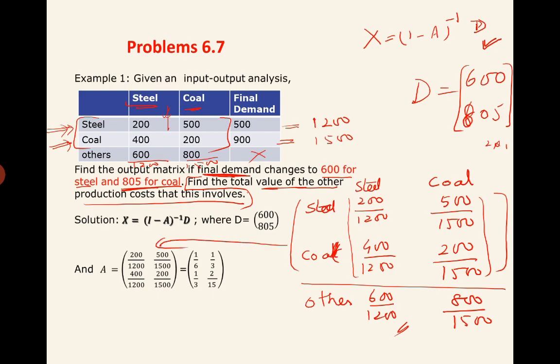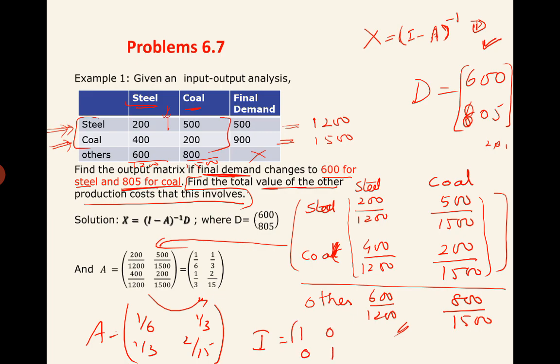When you simplify this, you get the A matrix: 1 over 6, 1 over 3, 1 over 3, 2 over 15. This formula involves only 2 terms, (I minus A) whole inverse and D. What is (I minus A) whole inverse? We should subtract A from the I matrix. I is the identity matrix of the same size as A, so 1 0 0 1.